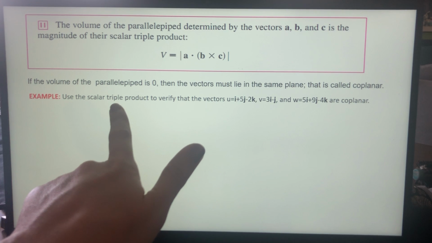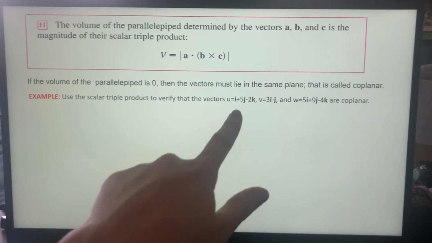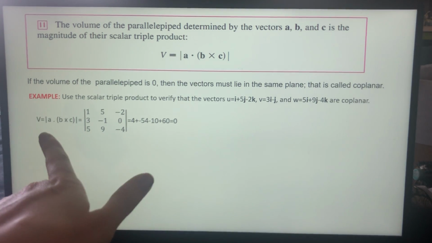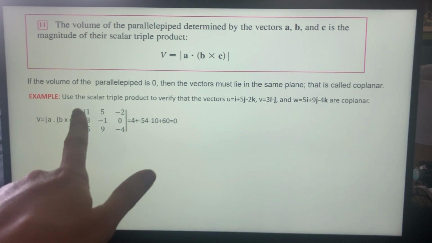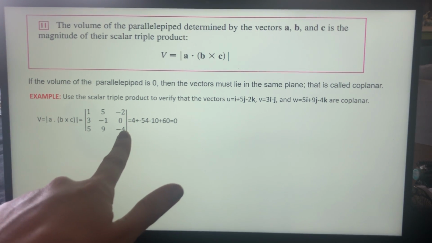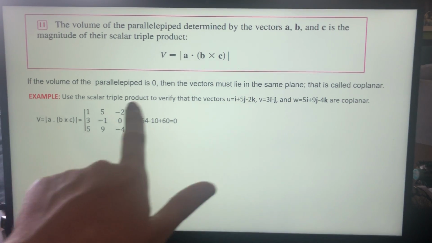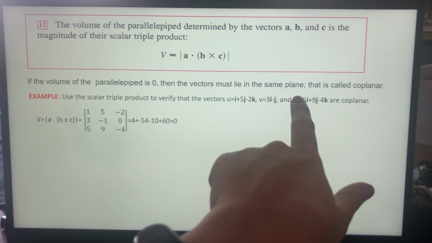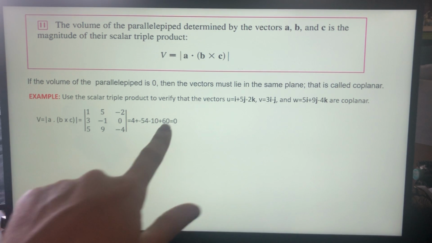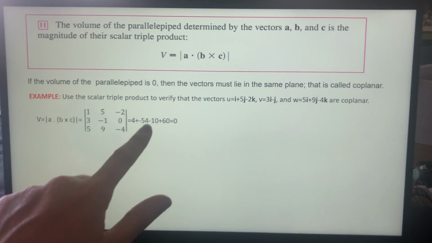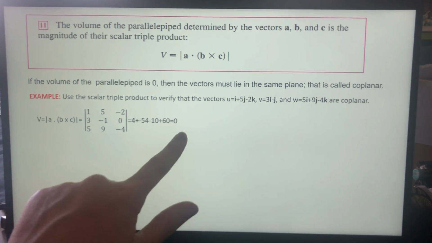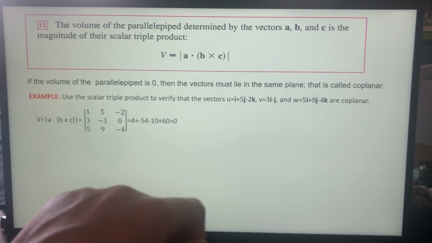Use the scalar triple product to verify that these vectors U, V, and W are coplanar. And the application is easy. Just write the components of the first one, second one, third one, which is 1, 5, minus 2; 3, minus 1, 0, there is no k component; for W, 5, 9, minus 4. Take the determinant of this one. Make sure that you understand that part. And check whether it is 0. If it is 0, yes, they are coplanar. Okay?